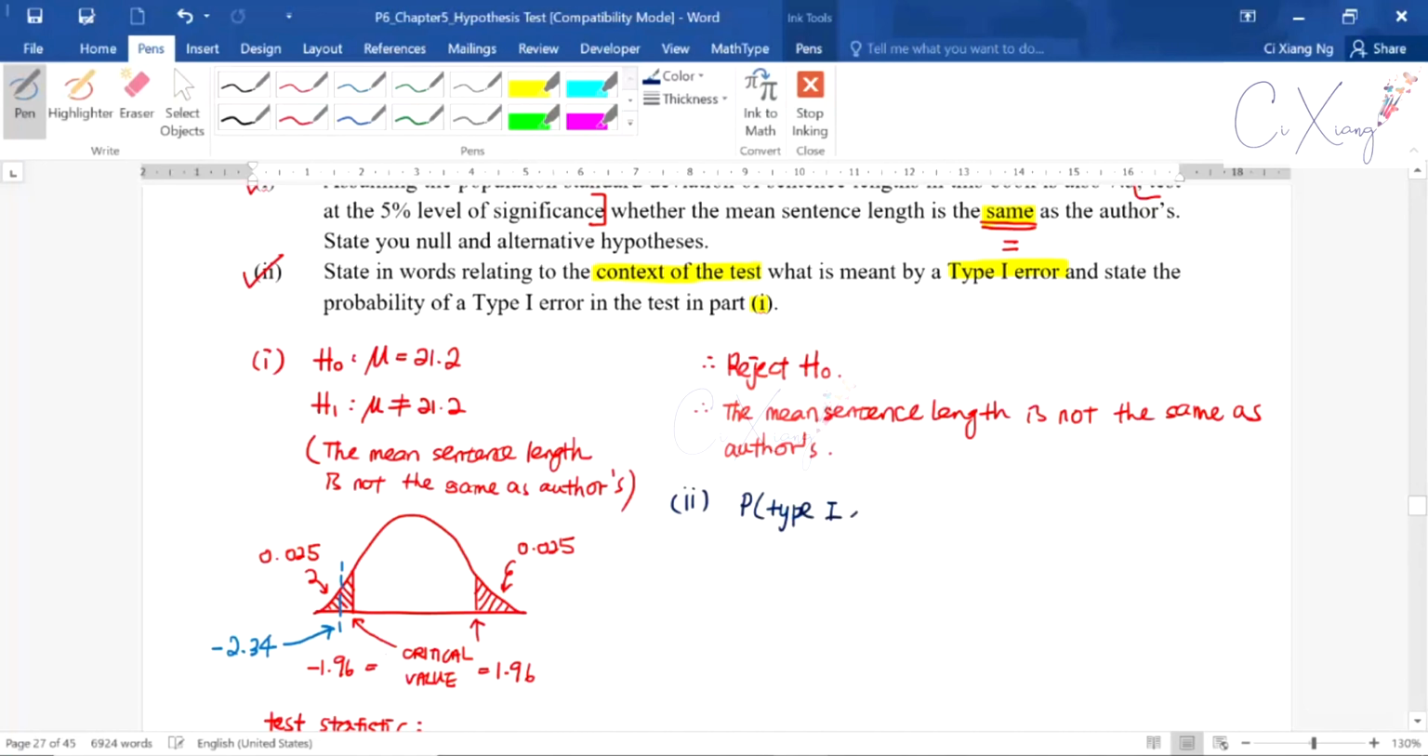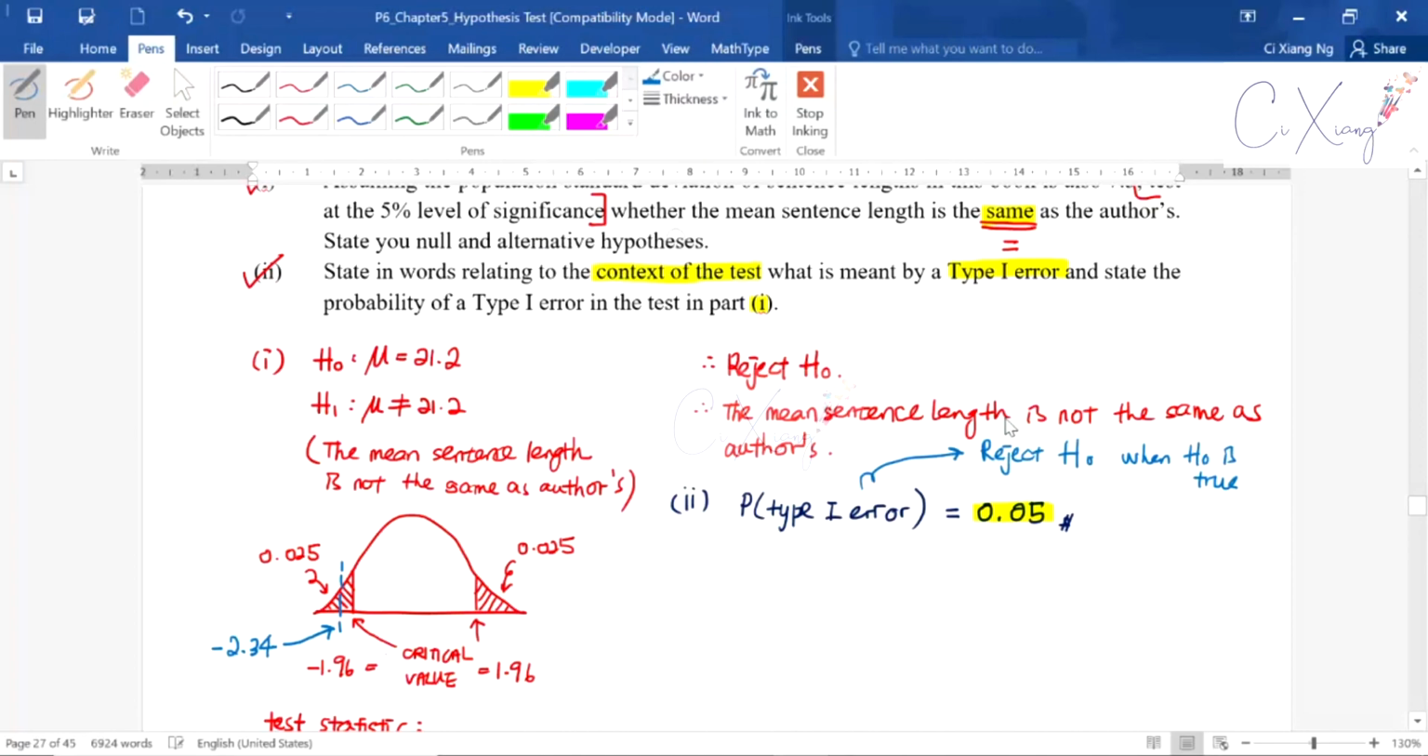What is the probability for type 1 error? For this example, you know that it is a normal distribution. Therefore, the probability for type 1 error will be alpha, which is 0.05. This is normal distribution, so it is continuous. Therefore, you should always write type 1 error equals the significance level. Then we want to write out the definition in the context of the test. Definition for type 1 error is reject null hypothesis when null hypothesis is true.